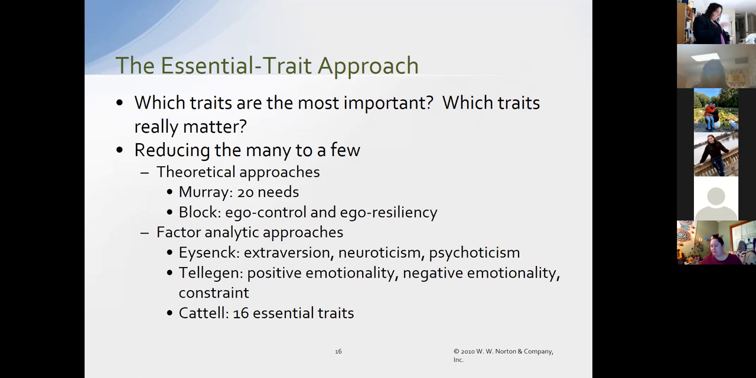Alrighty, so that was the many trait approach. And now we're gonna talk about the essential trait approach. And so this is what a lot of trait perspective people have really focused on. So which traits are the most important? Which ones really matter? And so they're trying to reduce all the potential traits down to just a few. And so Murray came up with the idea of 20 needs. Block came up with just two that we've already mentioned, ego control and ego resiliency.